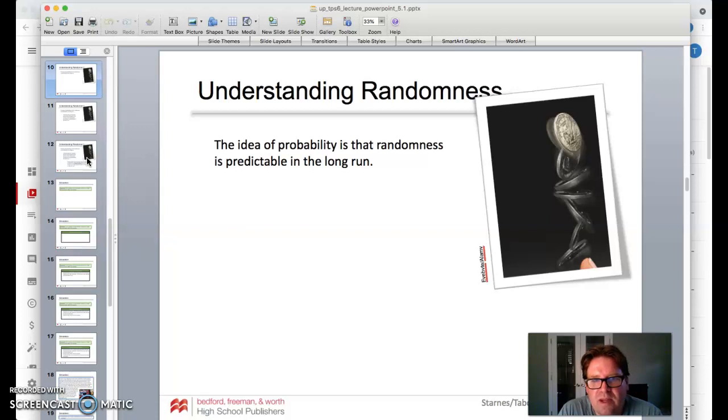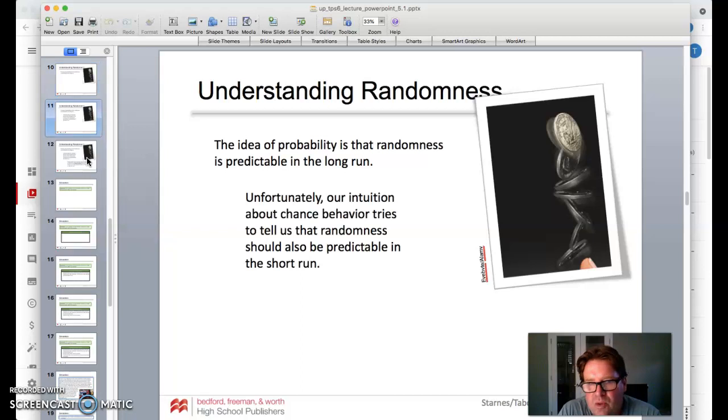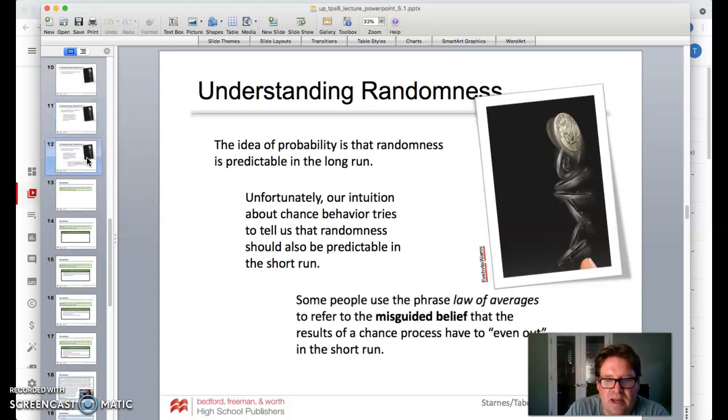The idea of probability is that randomness is predictable in the long run. Unfortunately, our intuition about chance behavior tries to tell us that randomness should also be predictable in the short run. You know, people always say, oh, if I flip a coin 10 times, I should get 5 heads. Well, not really. You'll get 4 or 6, you'll get all sorts of them. It doesn't mean that you're guaranteed to get it. Now, the more of them you do, the closer you should get to half heads, but that's a misguided belief, as we say.